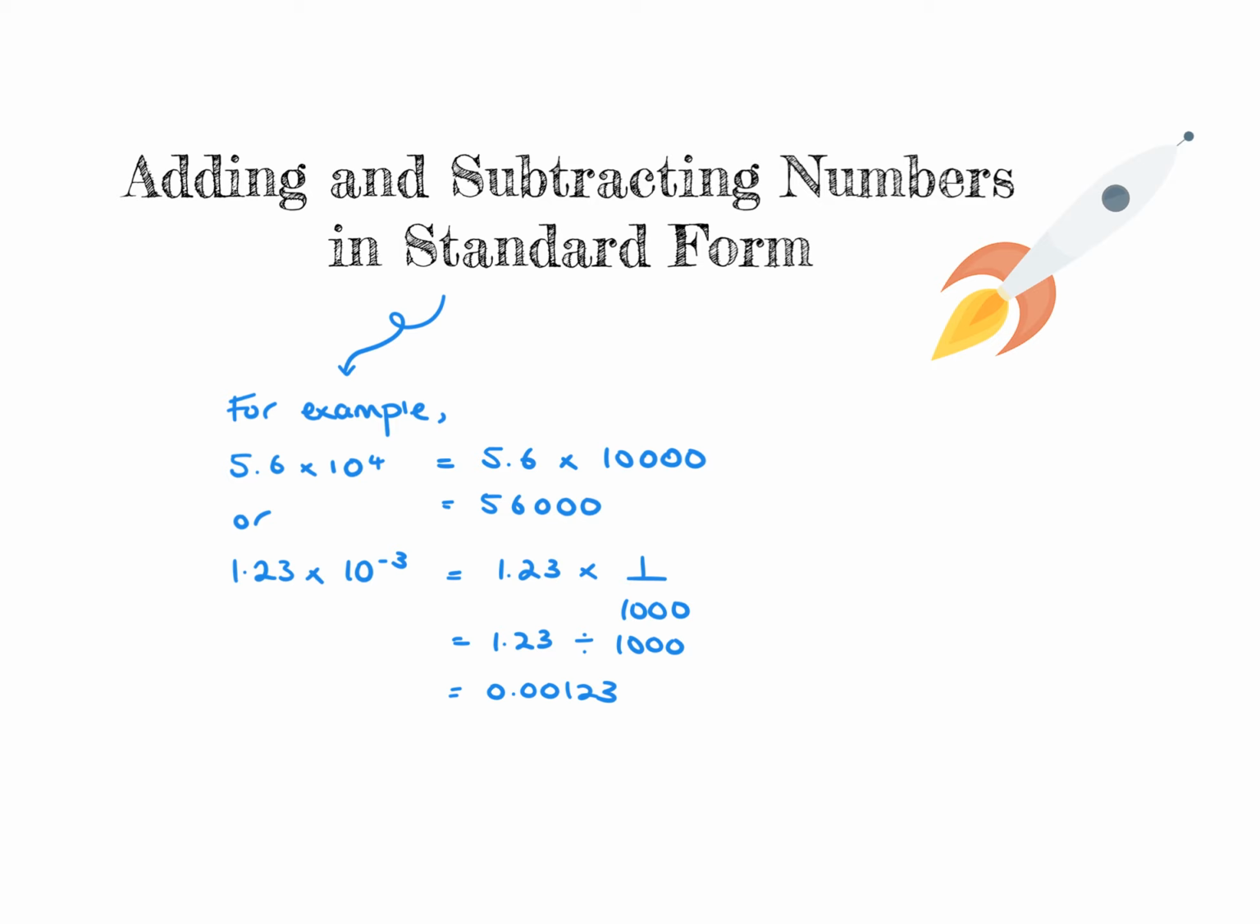Notice that with 10 to the power of 4, we move the digits to the left 4 spaces, and with 10 to the power of negative 3, we move the digits to the right 3 spaces. That power, or index, essentially tells us how many spaces we're going to move each of our numbers. And this is really useful because we can use this skill to help us to add or subtract numbers in standard form. Let's have a look at an example.